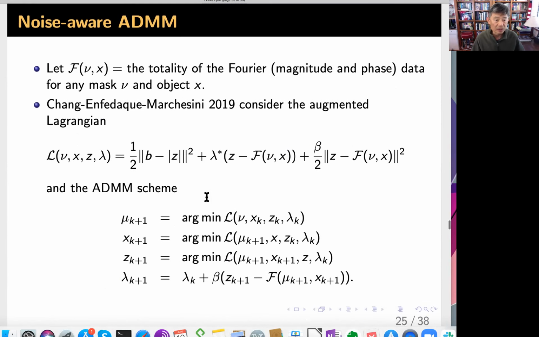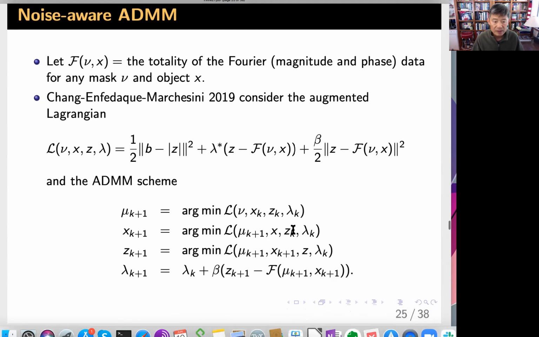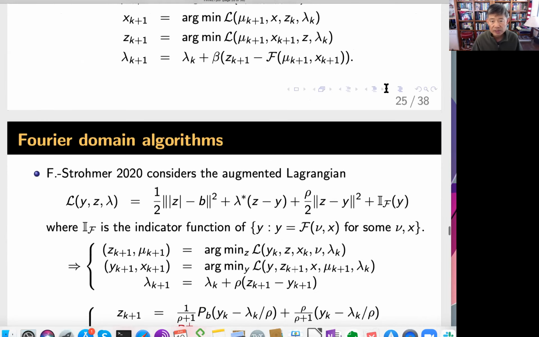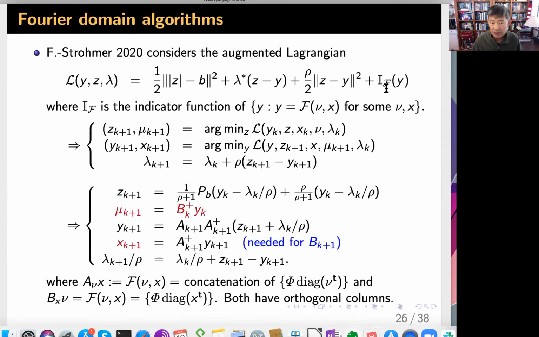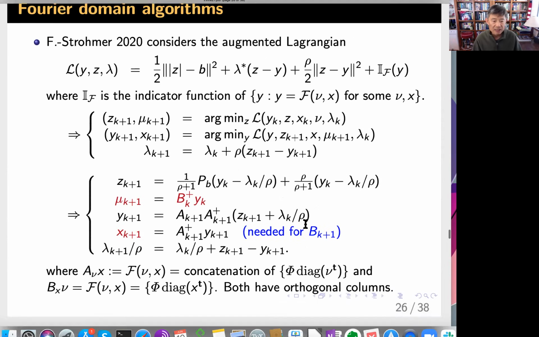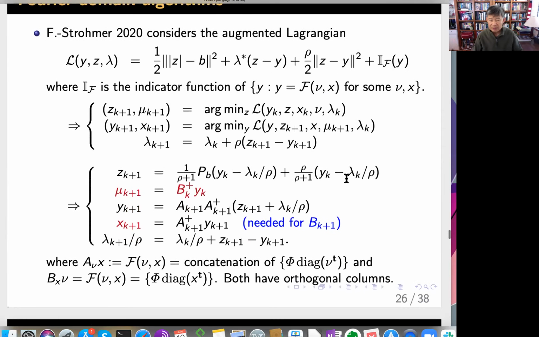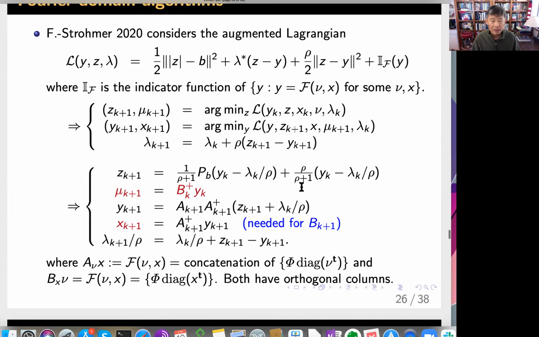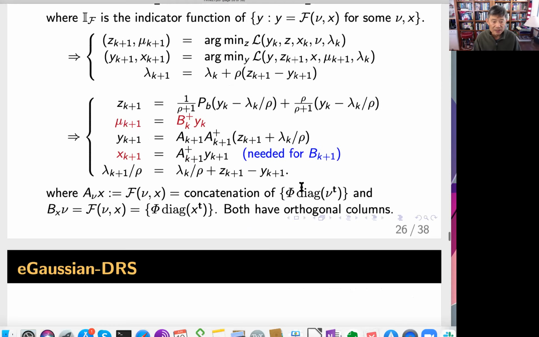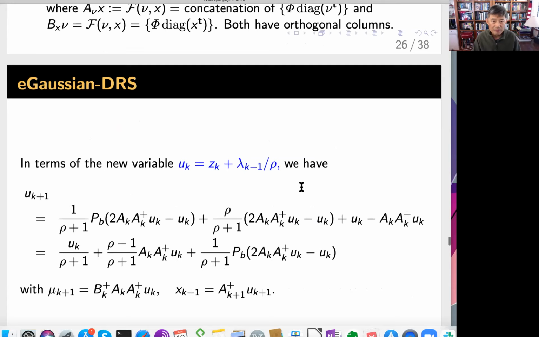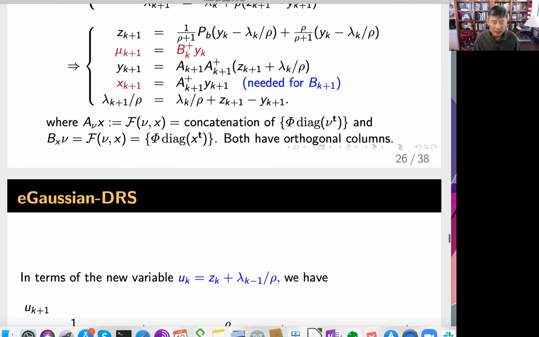For example, we have what I call the Fourier domain ADMM. You set up your augmented Lagrangian, you go through the standard exercise. Every single step of the way can be solved very simply and effectively, and you could have extremely good performance.